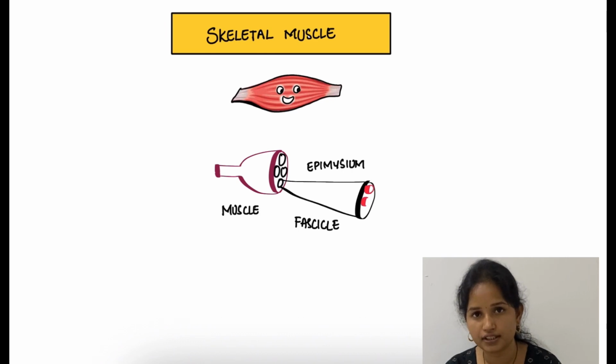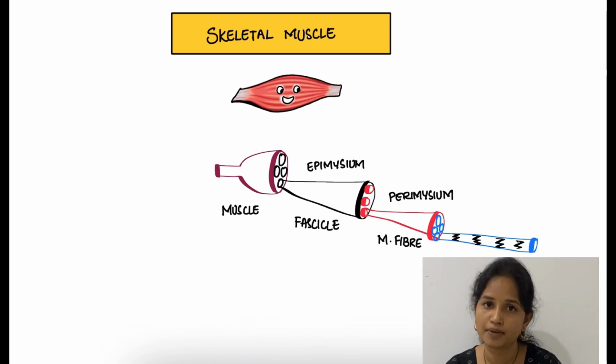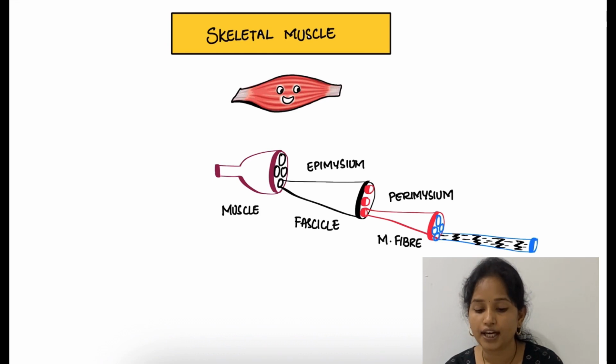Now within the muscle fascicle, you will be having muscle fibers. When you extend one of the muscle fibers, you can see it is covered by one more covering. That sheath is called perimysium. Now within the muscle fiber also, you will be having multiple myofibrils. When you enlarge this fibril, you will be seeing striations. Now the covering of this myofibril is called endomysium.